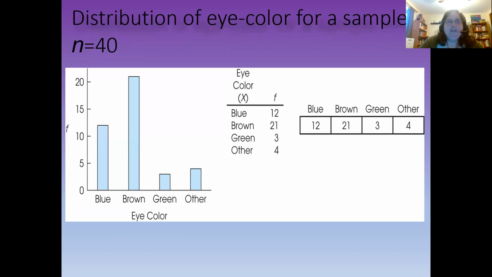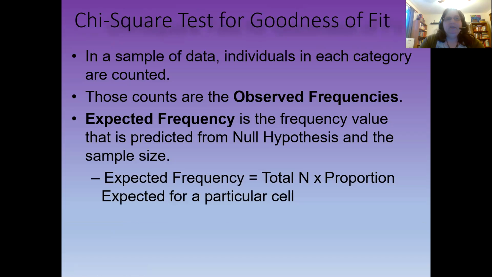So let's talk about the distribution of eye color for a sample. And our sample has an N of 40. And if we look at our observed frequencies, and I'm going to start using this terminology more as we talk about chi-square, observed frequencies, we see that in our sample of 40, we found 12 people who reported blue eyes, 21 who reported brown eyes, 3 green, and 4 other. Okay. So in a sample of data, individuals in each category are counted, and those counts are the observed frequencies, just like I was sharing with you on the previous slide.